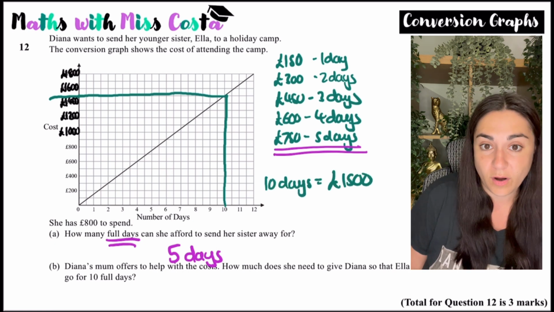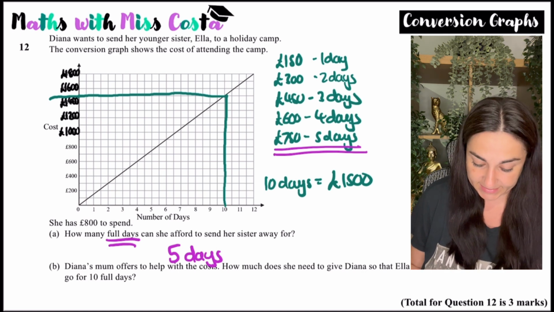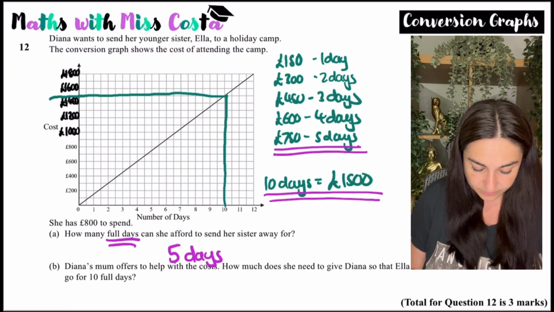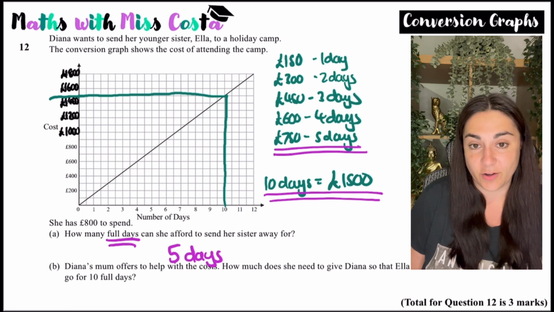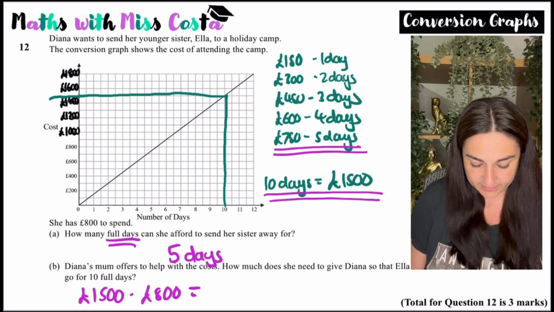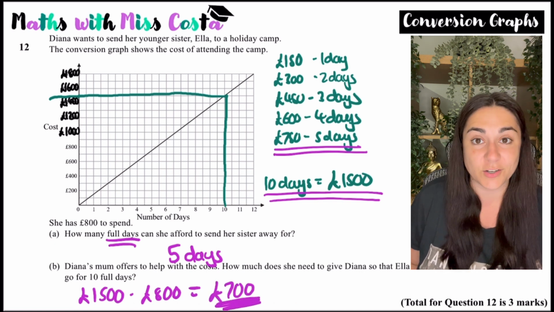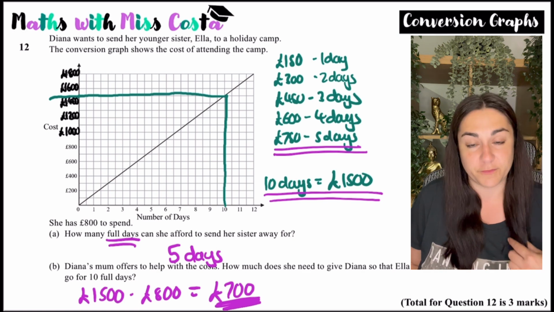You can read it off the graph, or what you could have done is, you know that 5 days is 750, so 10 days is going to be 1,500. And if Deanna already has £800, I'd do 1,500 take away £800, which leaves me with £700. So that's how much her mum would need to contribute so that she could go away for the full 10 days.